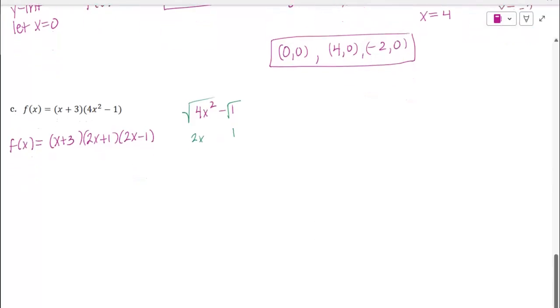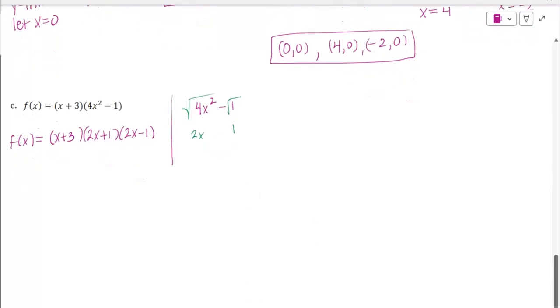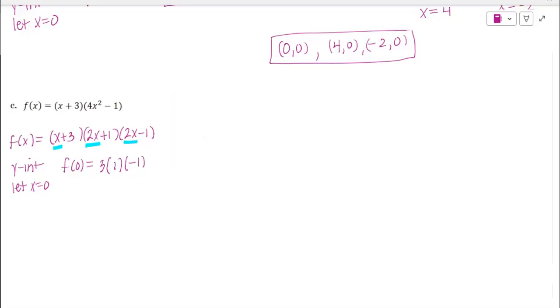Right, we want to factor things completely before we try to find the intercepts. To find f of 0, we want to find our y-intercept, so we're going to let x equal 0. So we're finding f of 0, which is, let's see, 3 times 1 times negative 1. I'm just plugging in 0 here, here, and here. And so it looks like we're getting negative 3. So our y-intercept is (0, negative 3).